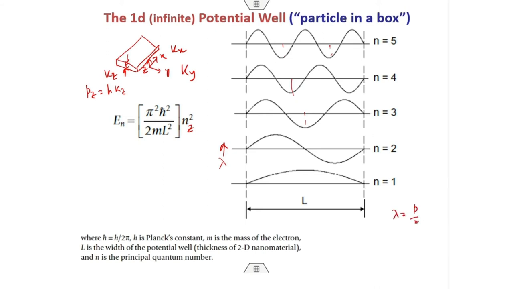What is lambda? Lambda is equal to h by p. Am I correct? Let me correct something I wrote wrong. I know de Broglie's equation, lambda is equal to h by p. So p is equal to h by lambda. So that means, writing 1 by lambda as k, p is h k. So px is equal to h kx, py is equal to h ky, pz is equal to h kz.